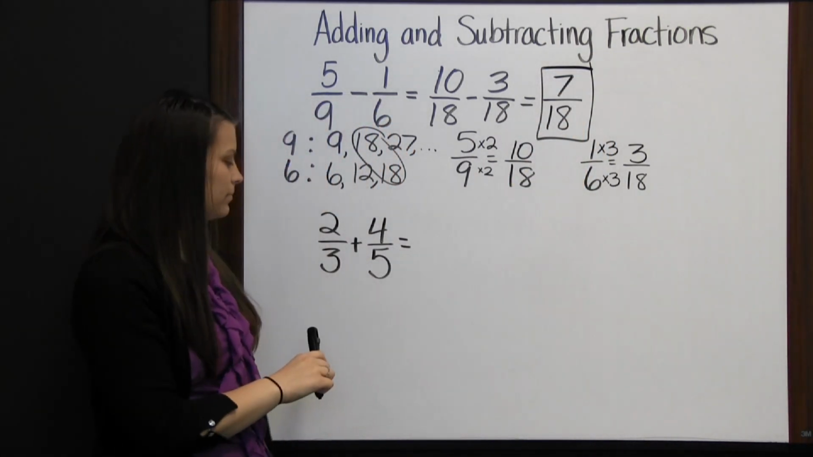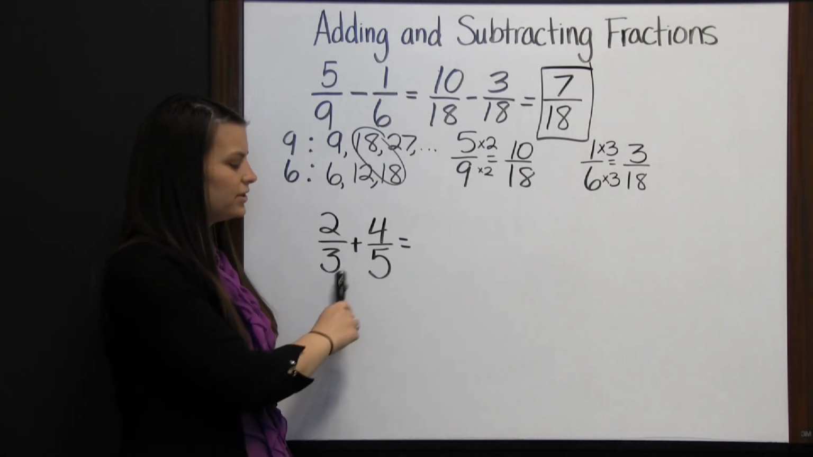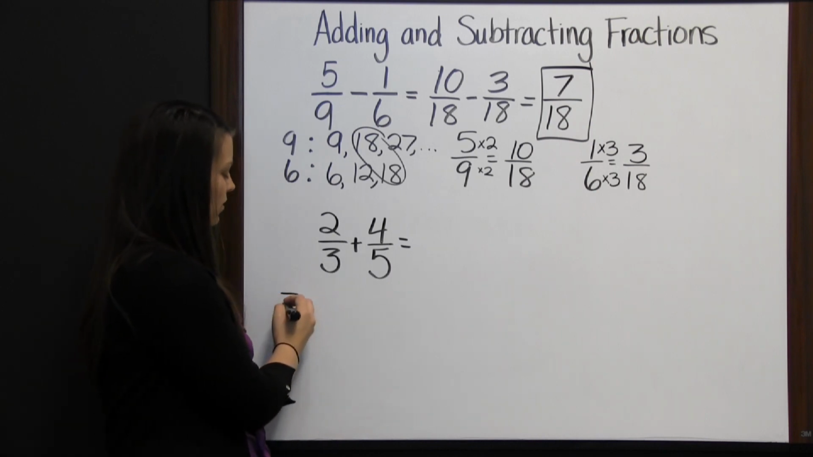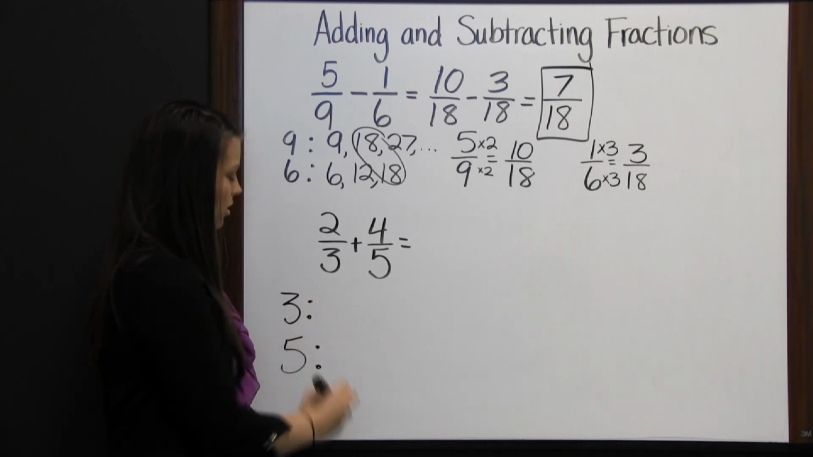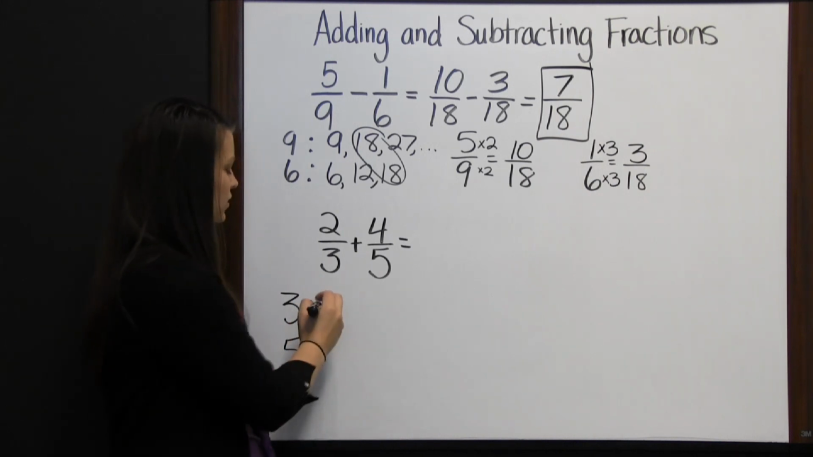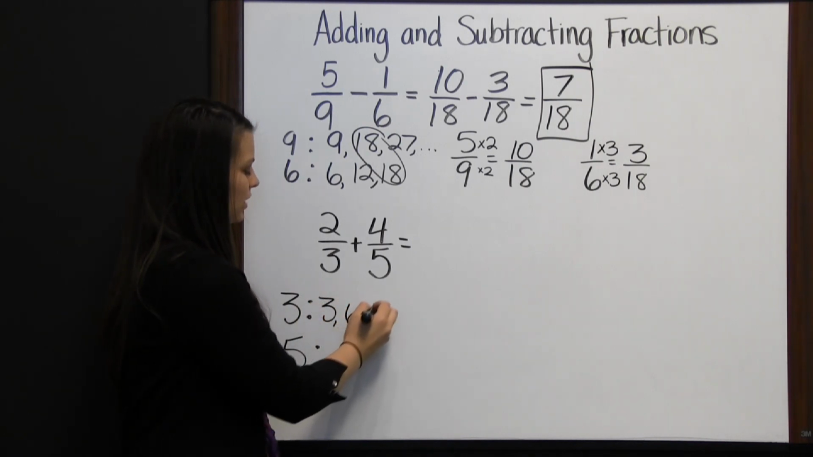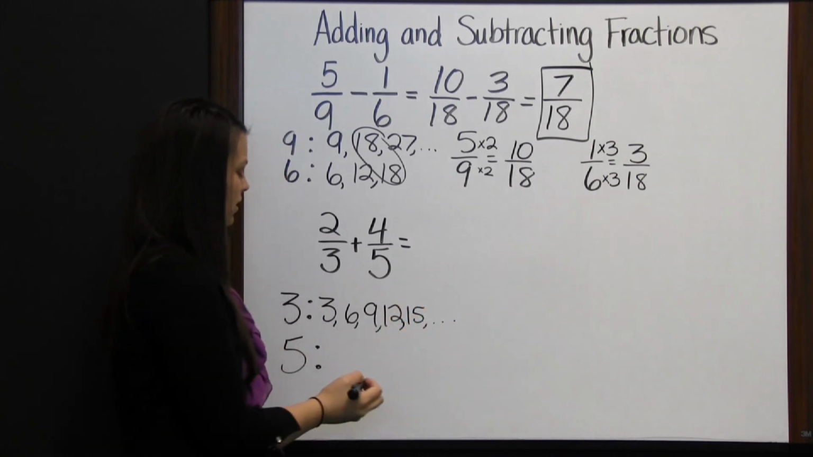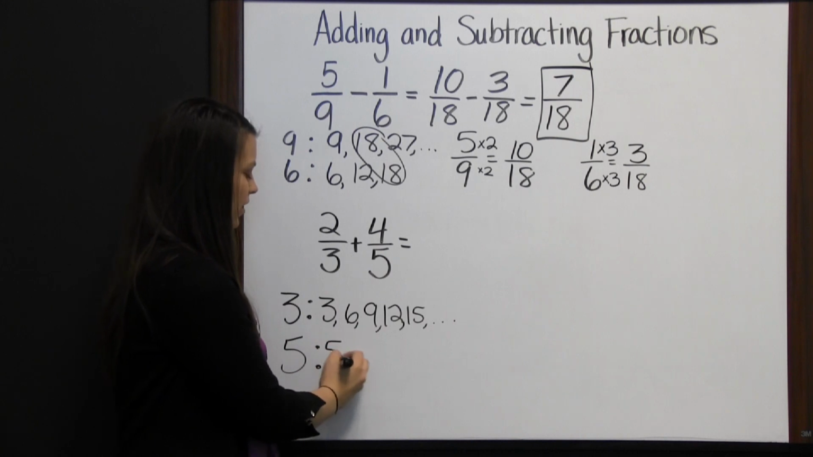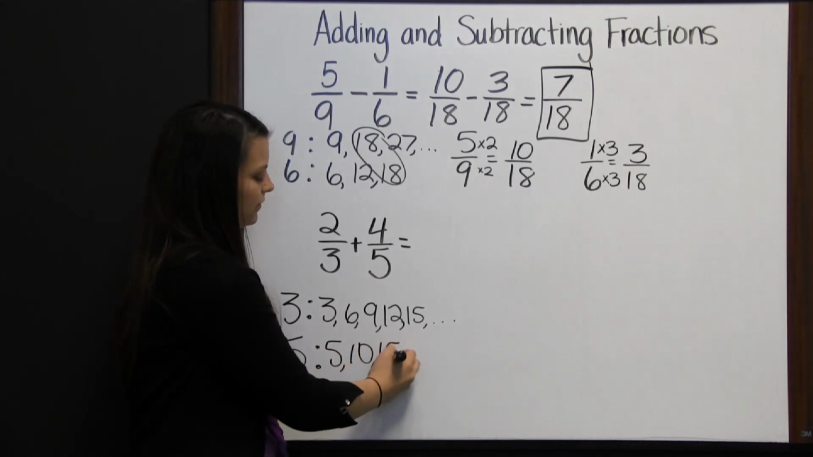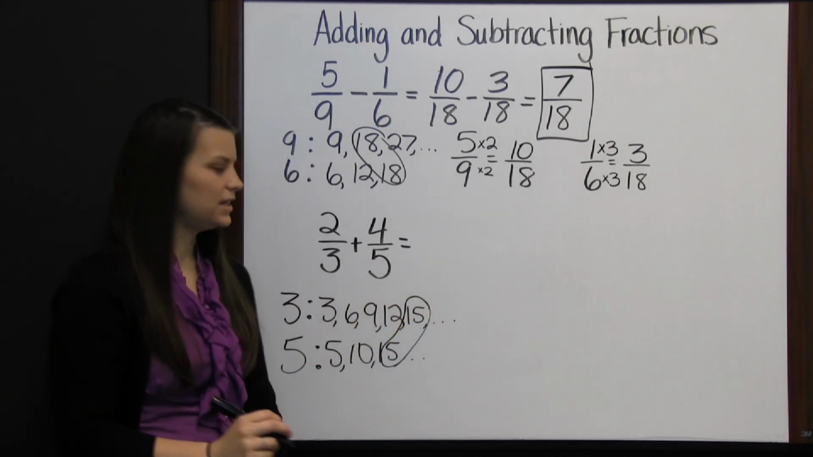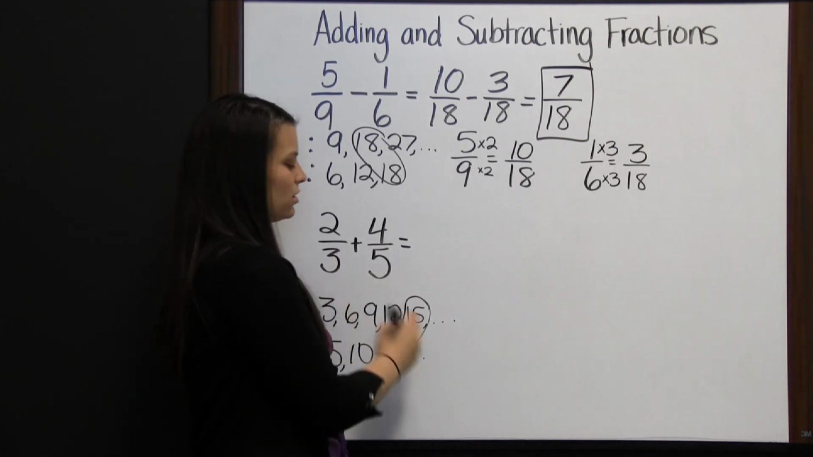Let's look at an addition problem. Again, we've got to see if our denominators are the same. And if they aren't, then we need to change them so that they are. So we're going to find the least common denominator for 3 and 5, which means we're finding the least common multiple for 3 and 5. So I'll list the multiples: 3, 6, 9, 12, 15. And my multiples for 5, 10, 15. So my least common multiple is 15, which means I'm going to change both my denominators to something over 15.